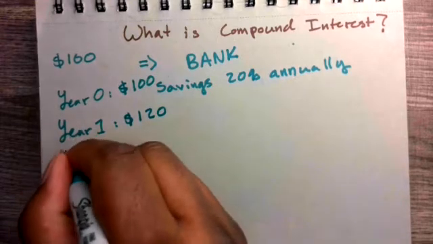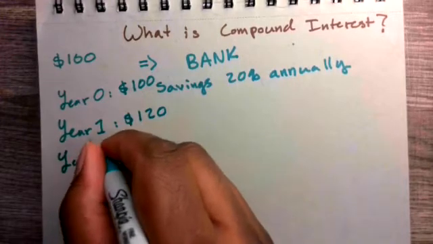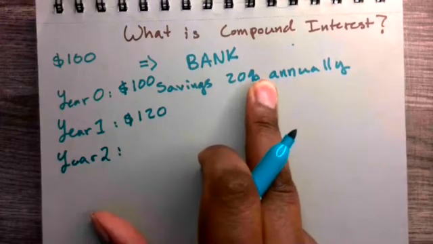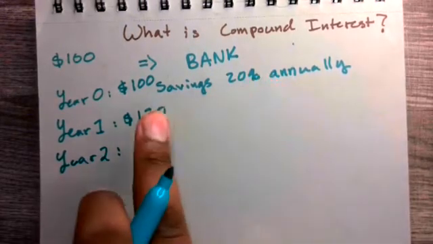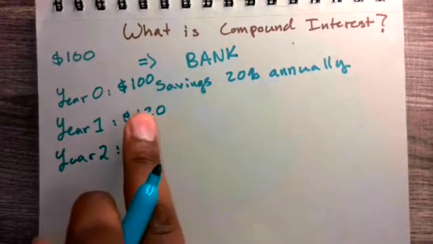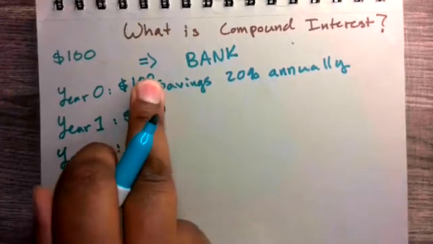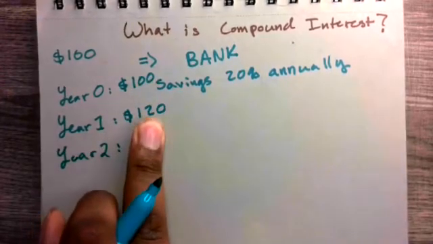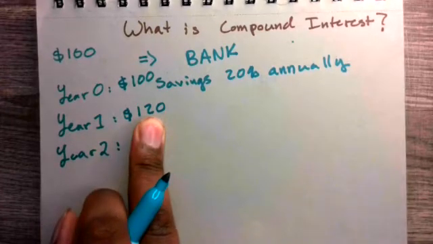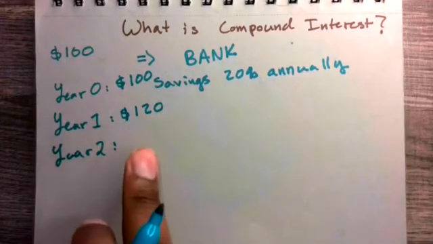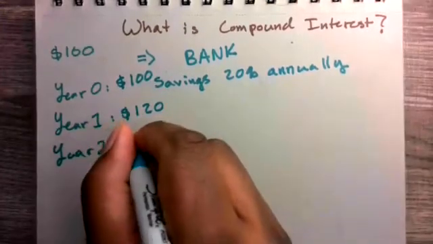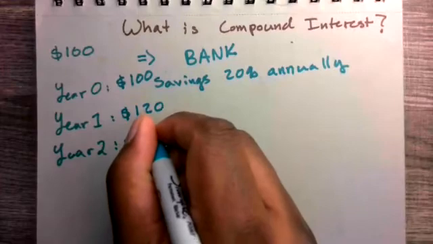How much am I going to have in year 2? Well, I'm going to make 20% savings, but I'm not going to make $20 on this money. I'm going to make 20% on $120. Not 20% on $100, but 20% on $120. And what's 20% on $120? That's right, it's $24. So I'm going to take this $120 and add $24 to that. And in year 2, I'm going to have $144.